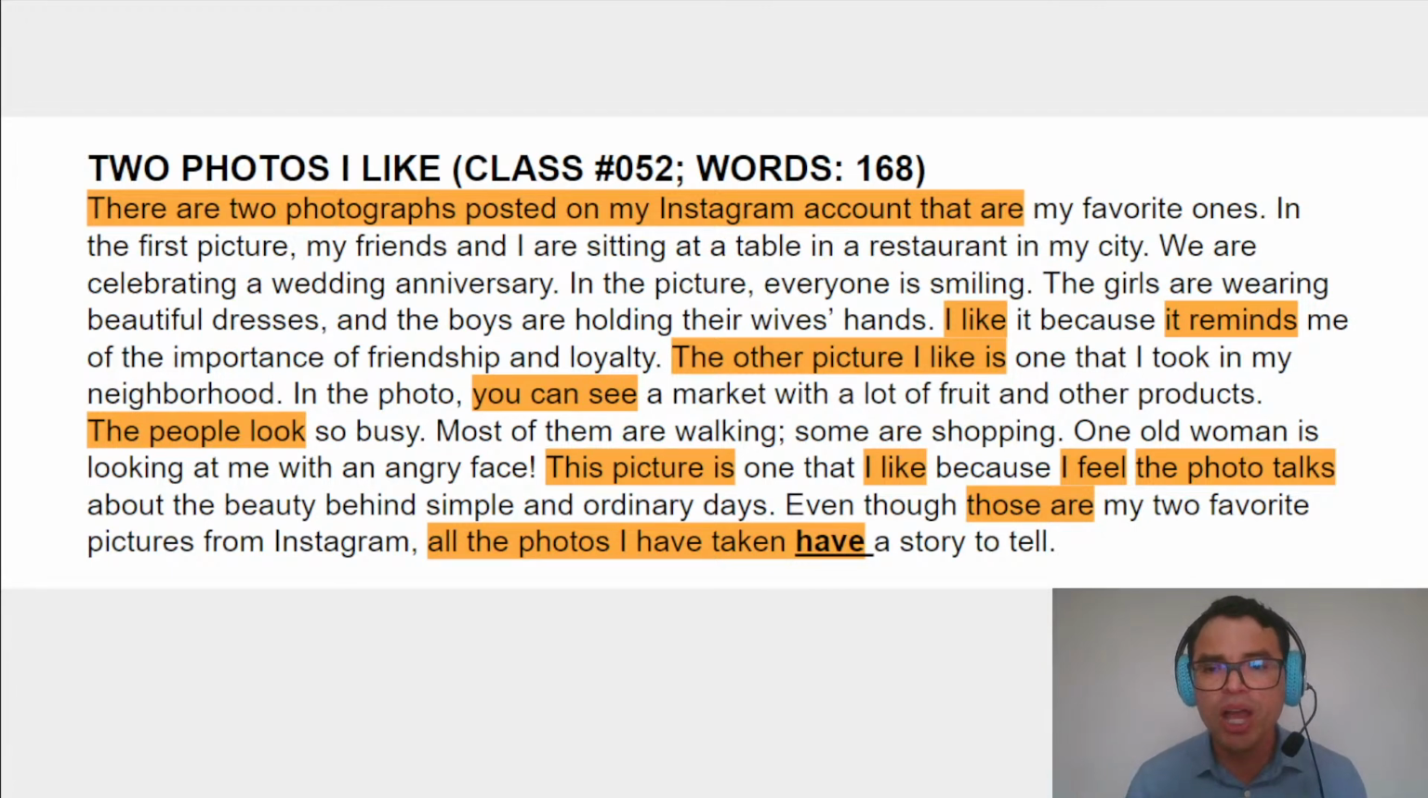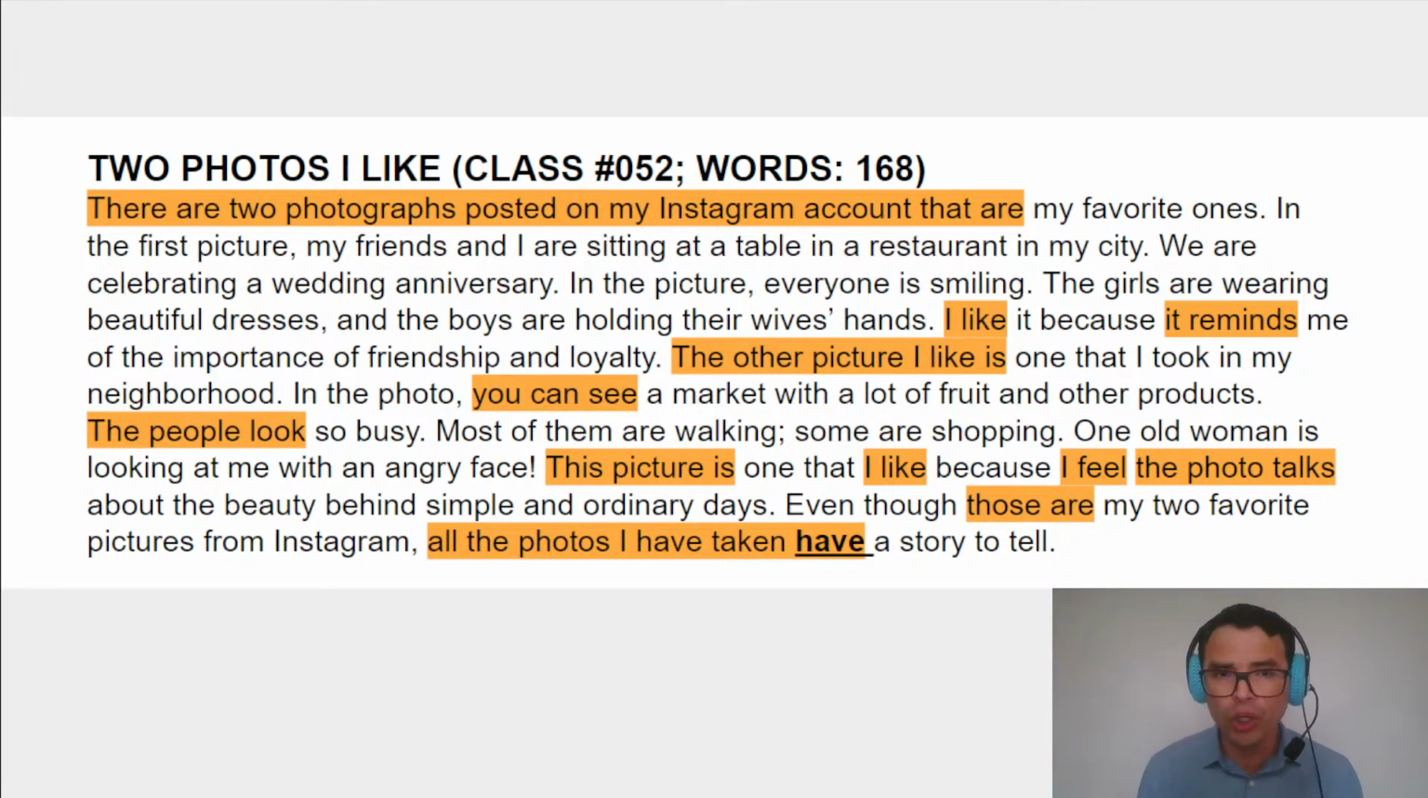Next, orange number 2. I like. Subject I, verb like. Next, it reminds me. Subject it, verb reminds. It finishes in S not because it is plural, but because it is conjugated into the third person singular. That's why. Next, the other picture I like is. Subject, the other picture I like. That is the subject. And the verb is. Next, you can see. This is in the present, of course. You're using a modal. Yes, you can see to talk about a fact.